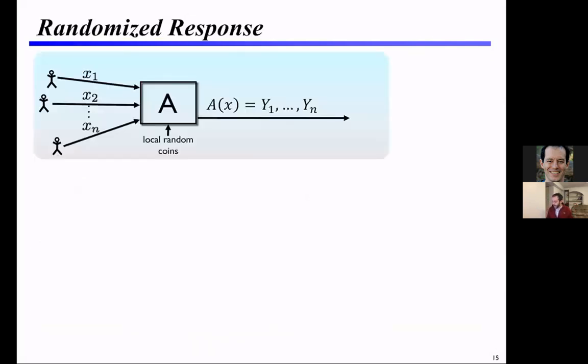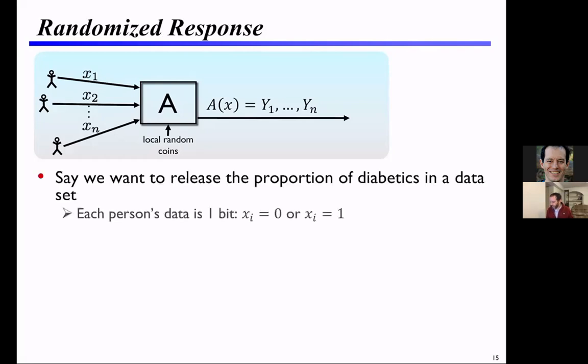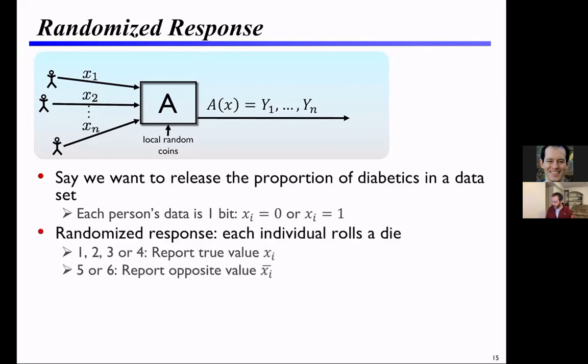Okay, so this is our definition, and now we'd like to see an example of an algorithm that satisfies it. We've already in fact seen one, and that's our first example: randomized response. Suppose we want to release the proportion of diabetics in our data set. We saw this example in lecture 1, but I'll go back through it to make sure it's fresh in everybody's head. Each person's input data is a single bit that's either 0 or 1, indicating whether or not they're diabetic.